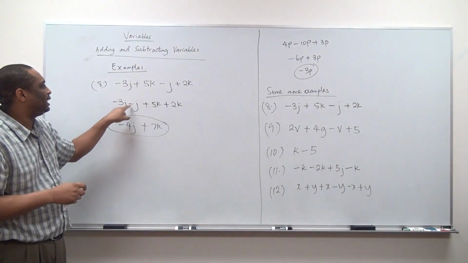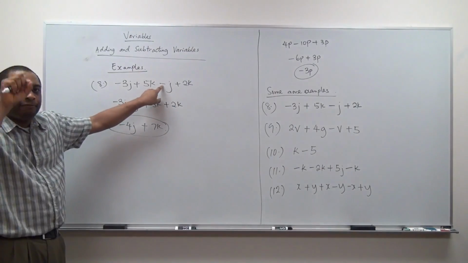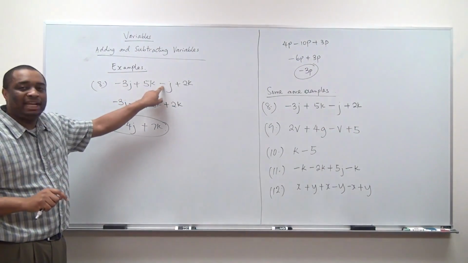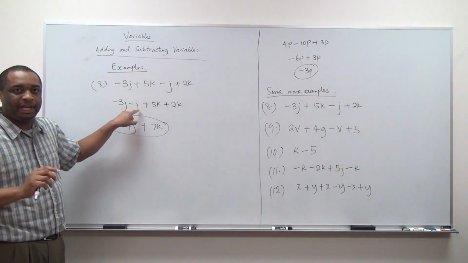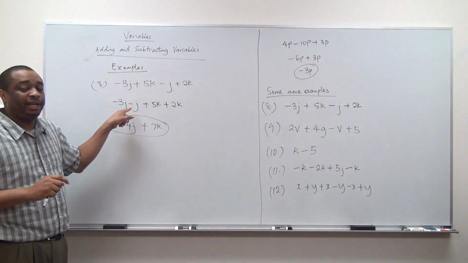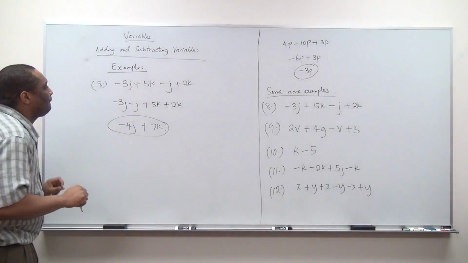You don't change the sign. Any sign they have in front of them, put it as they are. J has a negative sign, bring it back here, negative j. Don't come and say positive negative j or positive j. Leave it as it is.